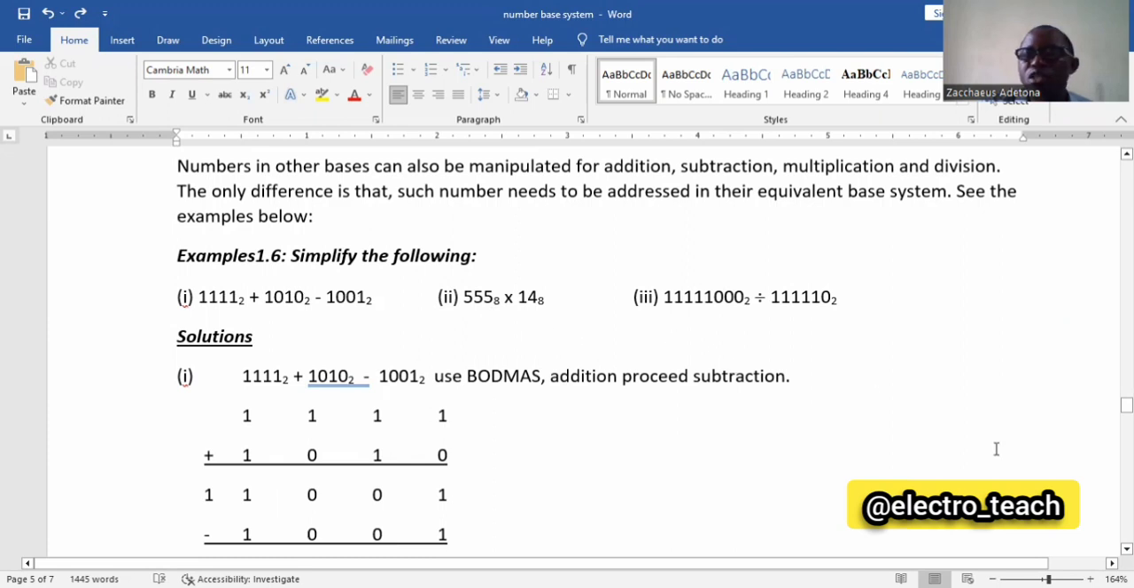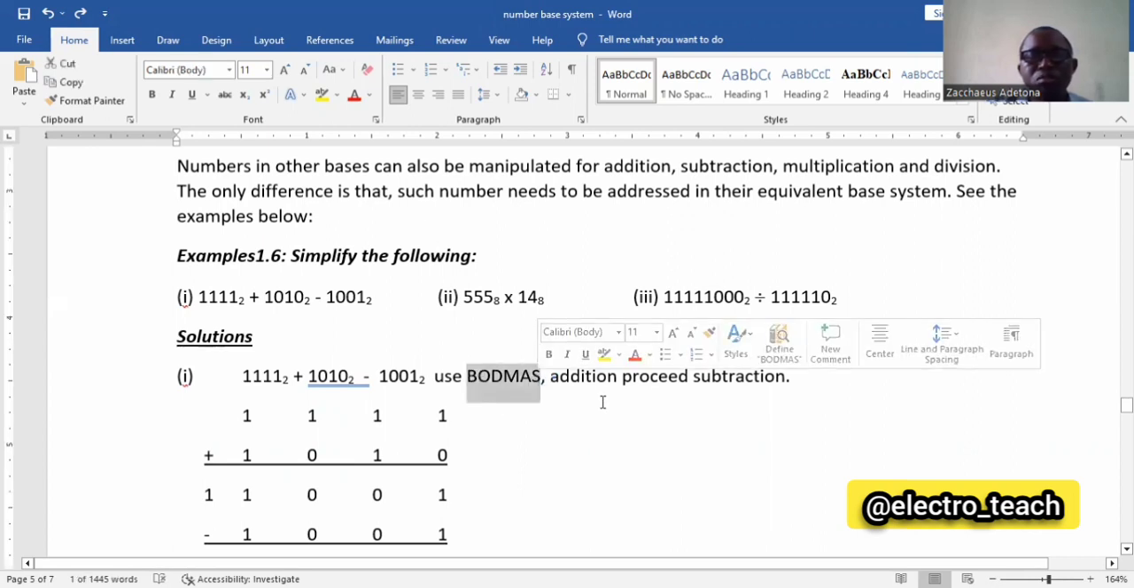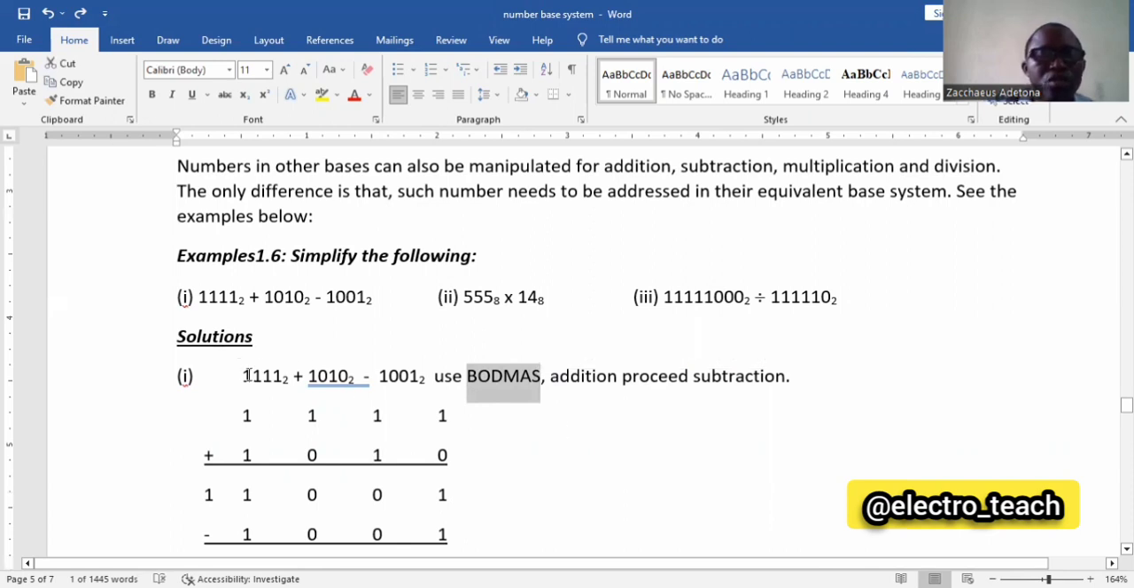Now in this system, we need to use BODMAS to do the addition. We need to follow the principle of arithmetic: addition, multiplication, and division. So we follow BODMAS as we see on the screen: brackets, division, multiplication, addition, and subtraction. So here, the first one we are going to take will be the addition. Then we do the subtraction from the result of that.